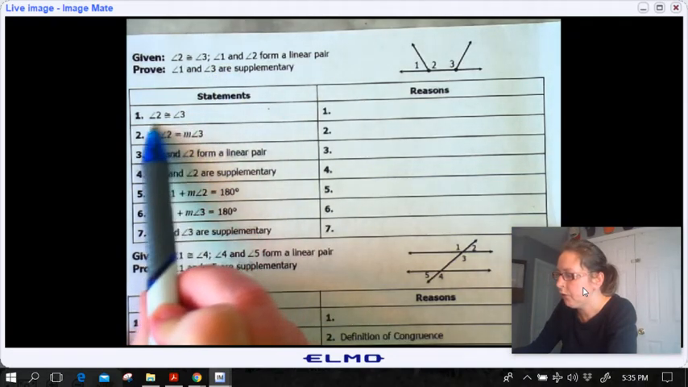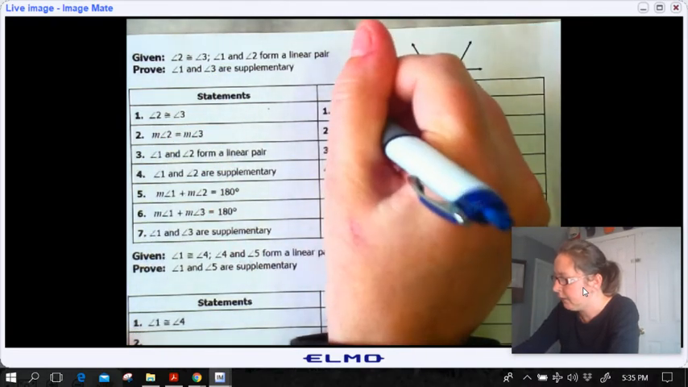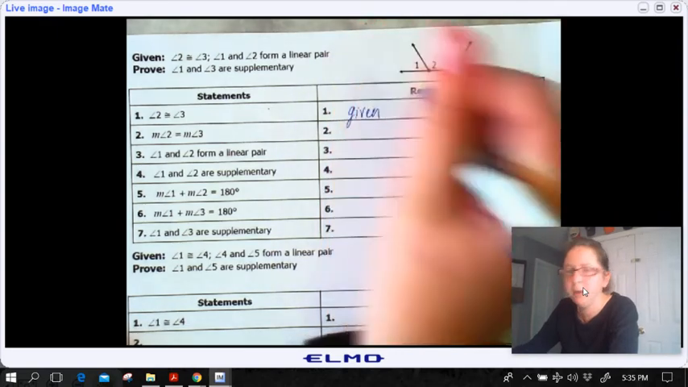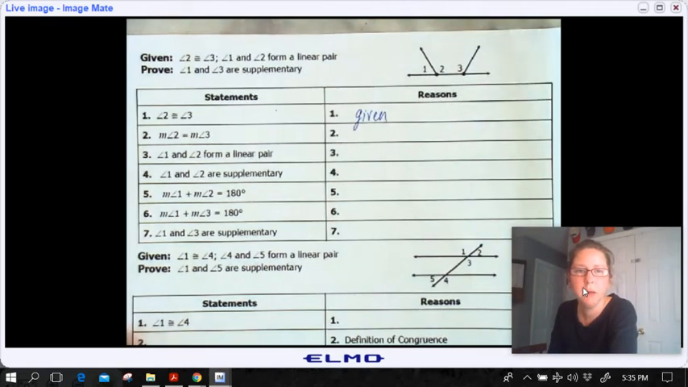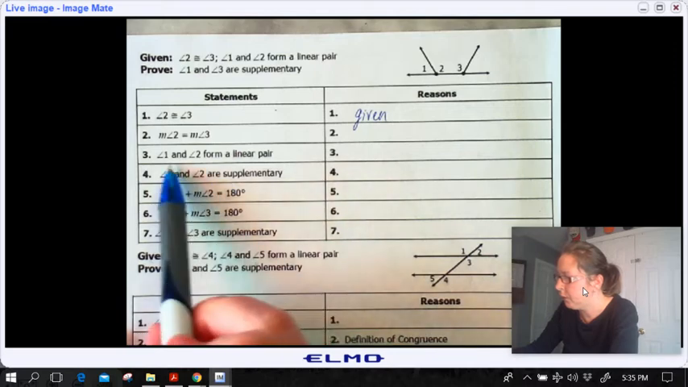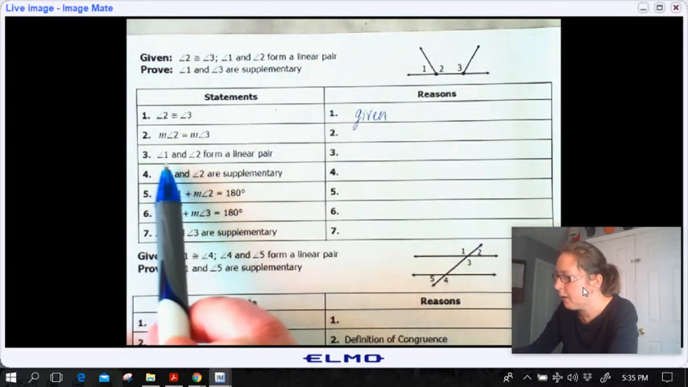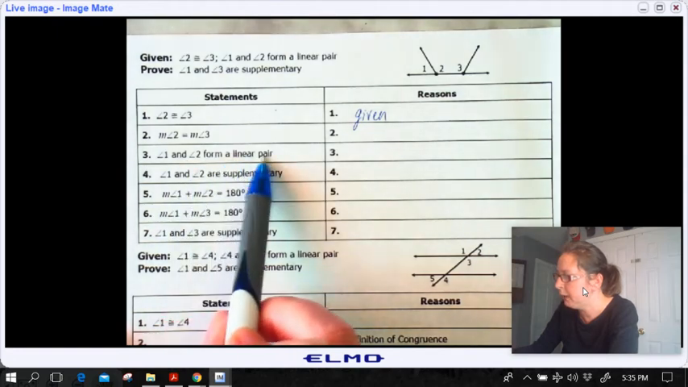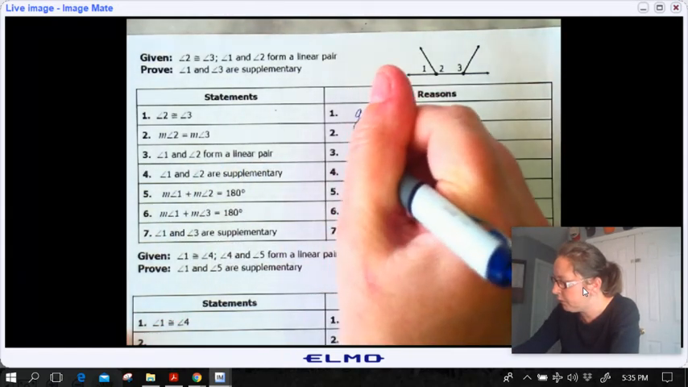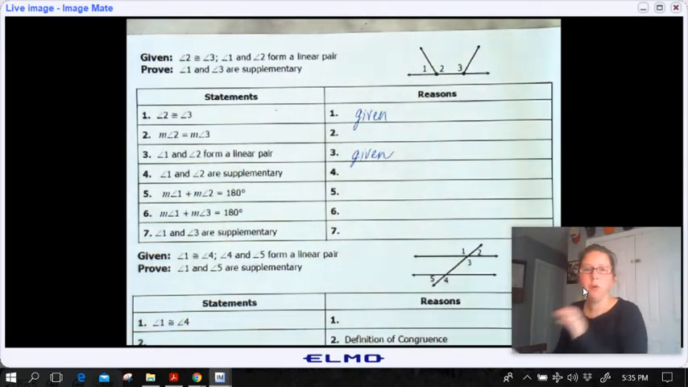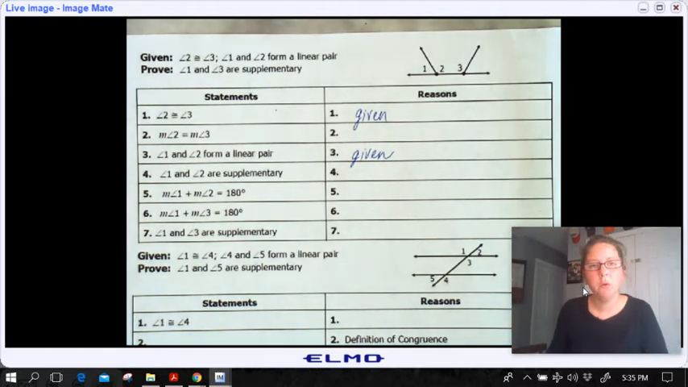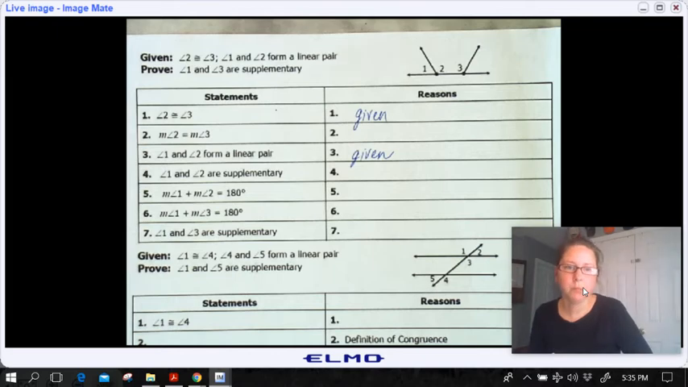That's the first statement here. And I can say I know that because it is given information. Okay. I can also come down here and say angle 1 and angle 2 form a linear pair. Angle 1 and angle 2 form a linear pair. That's also given to me. So you don't always have to list the given information together or in one line.